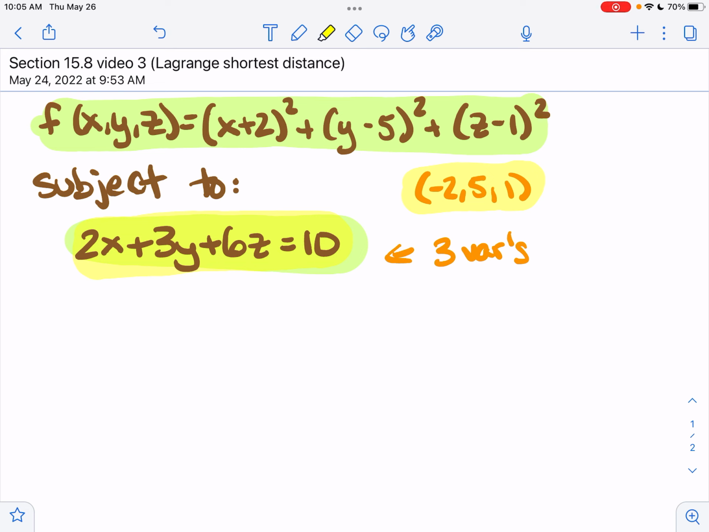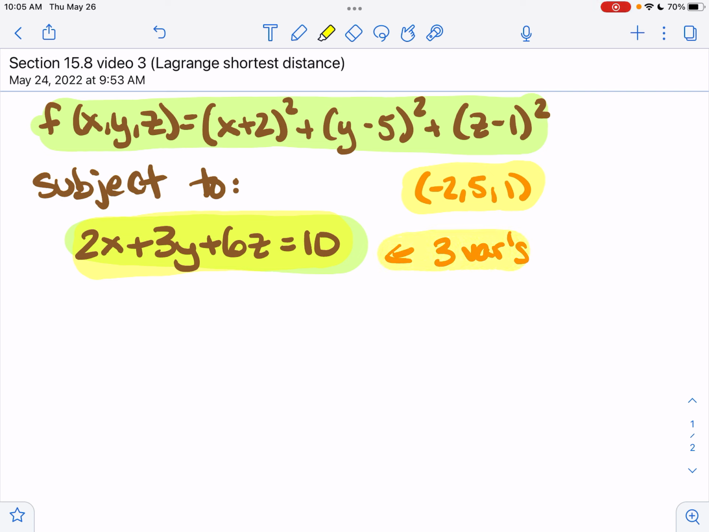Whenever we want to minimize a distance, we use the distance formula, but we use it squared. We minimize the square of the distance instead, because the place where the minimum occurs will be the same either way, and it's way easier not to deal with the square root. So we minimize the square of the distance.